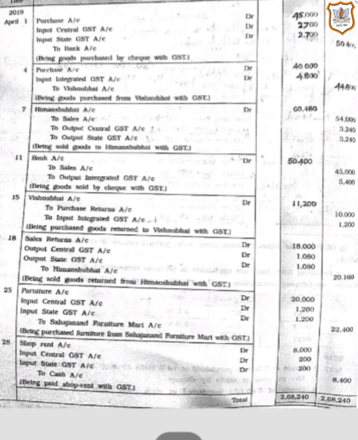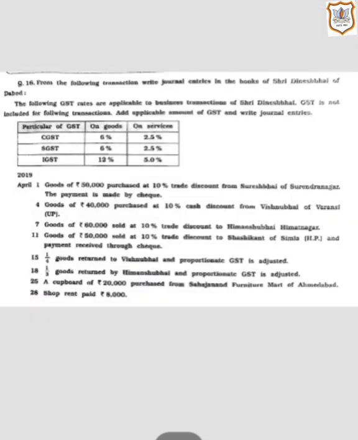Now let us see the next transaction. Here on date 28th, shop rent paid rupees 8,000. So here we are acquiring a service, and CGST and SGST on service is 2.5%. So let us see the entry for this.